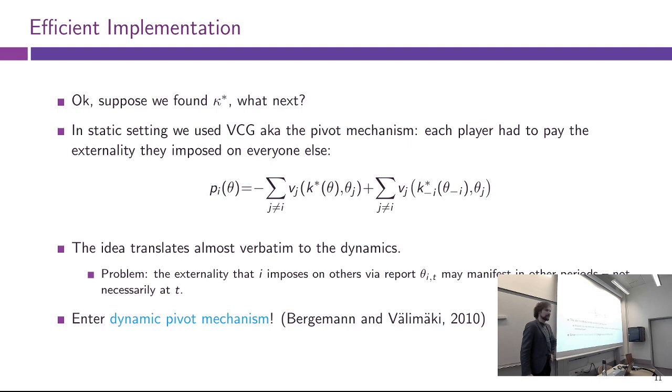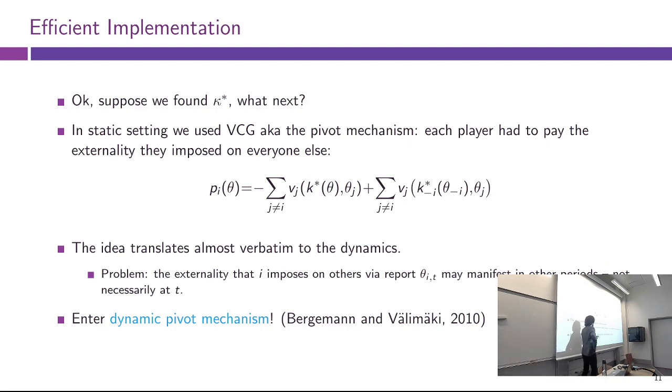So now we can think of how to do that. Suppose that we have found this efficient allocation kappa star. Again, not a trivial problem, but suppose we handled this. We are tired, we are exhausted, but we are happy because we did it. What do we do then? How do we implement it? How do we construct the transfers that support this efficient allocation? The answer in the static setting that I really hope I managed to hammer in is VCG and variations, like generalized VCG.